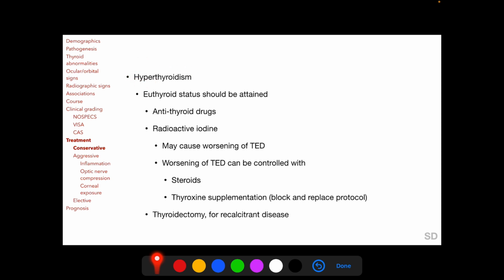Hyperthyroidism must also be treated, and euthyroid status is one of the goals of treatment of thyroid eye disease. And this can be achieved with antithyroid drugs, and in recalcitrant cases radioactive iodine can be used. But radioactive iodine may cause worsening of the orbitopathy, and worsening of orbitopathy can be controlled with steroids and also with thyroxine supplementation to reduce the TSH secretion from the pituitary gland, which occurs due to the hypothyroidism ensuing from treatment of hyperthyroidism. For recalcitrant disease, thyroidectomy may need to be done.